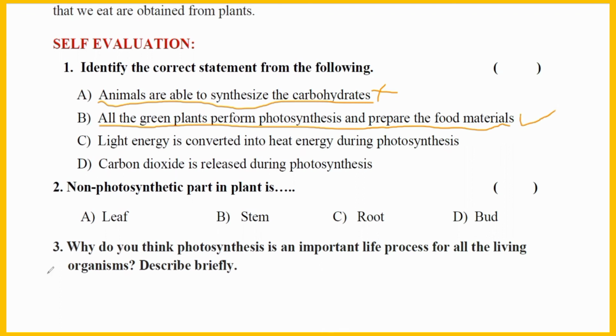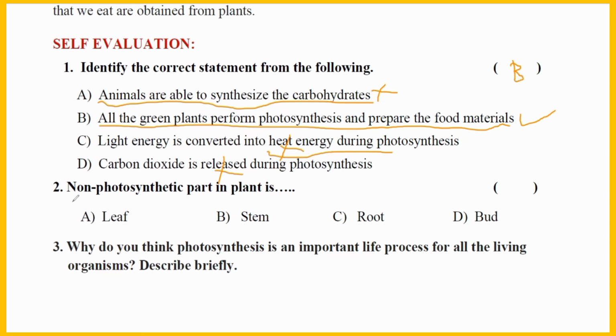Next, let us take the other options also. Maybe light energy is converted into heat energy during photosynthesis. So it is wrong. Light energy is converted into chemical energy, that you have to keep in mind. Carbon dioxide released during photosynthesis? No, this is wrong. Oxygen is released during photosynthesis. So the correct answer is B.